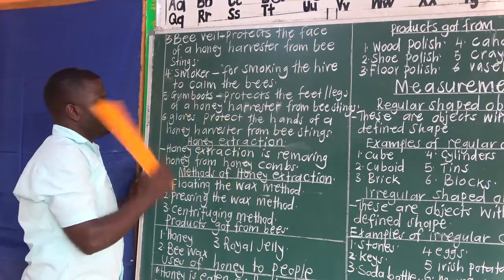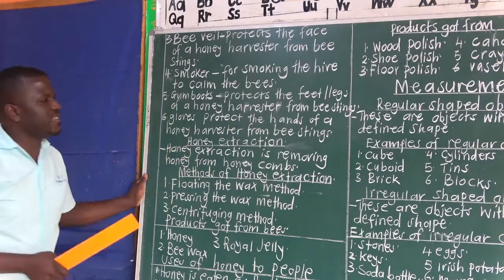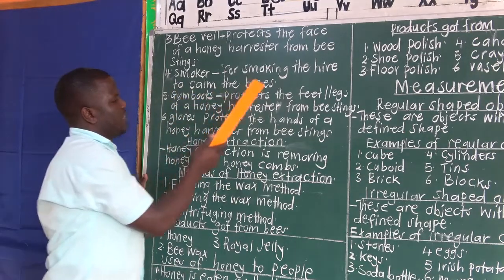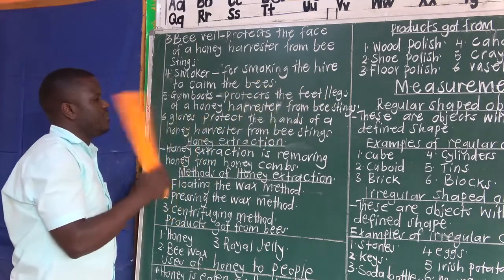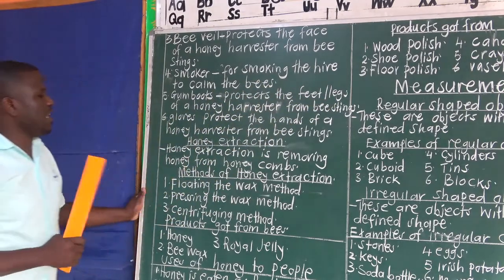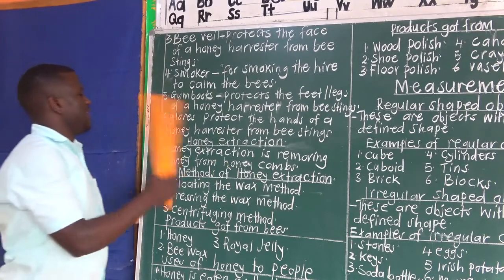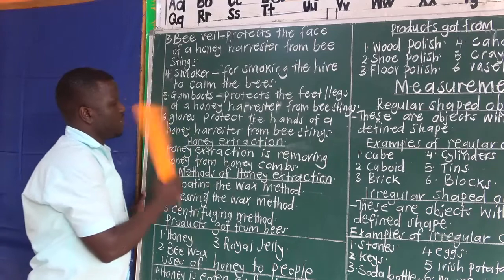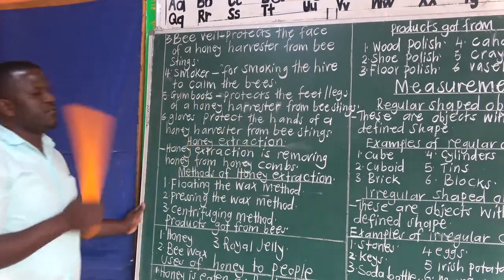Then we have gumboots. Gumboots protect the feet and the legs of a honey harvester from bee stings. Then last we have gloves. Gloves protect the hands of a honey harvester from bee stings.